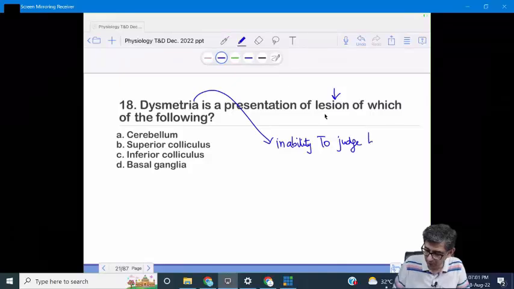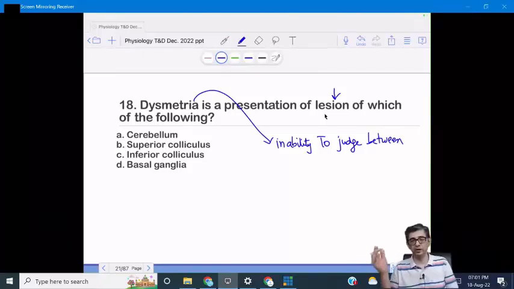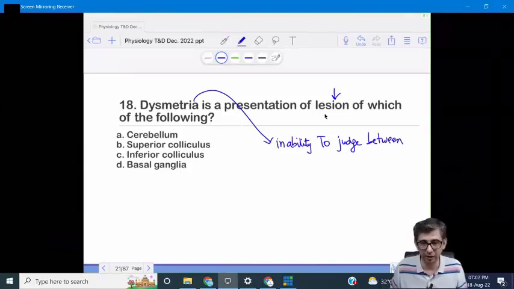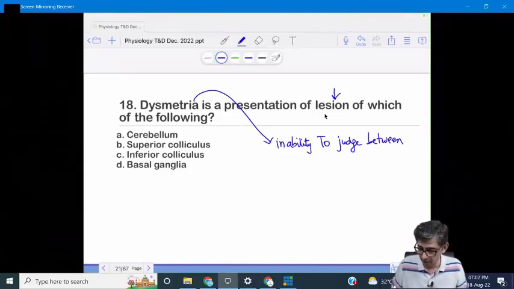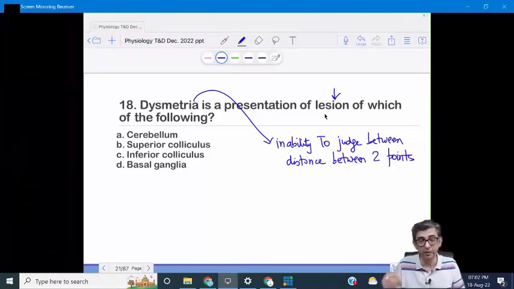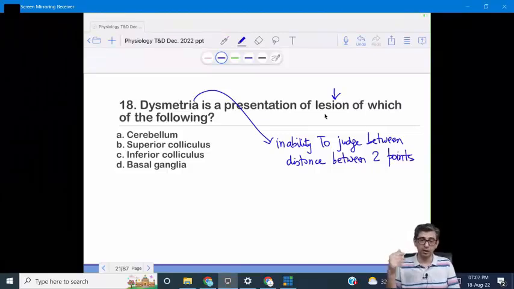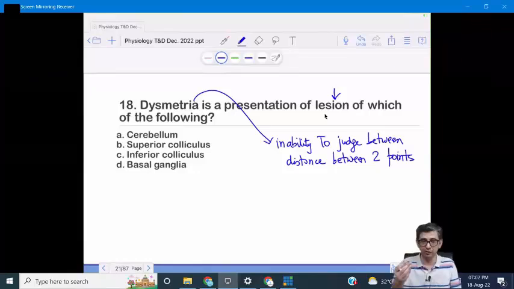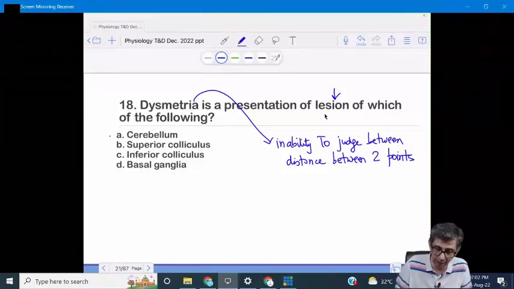Like if you're driving a car and the car ahead of you is braking. When you see the tail lights of the car ahead of you braking, then you will also put your foot on the brake so that you don't end up rear-ending the guy's car from behind. But if a person is having dysmetria, then he will not be able to approximate the distance between his car and the car ahead of him, and he might end up with an accident also. Dysmetria is inability to measure distances, and measurement of distances would be a function with respect to the cerebellum. Answer to question number 18 is option number A.